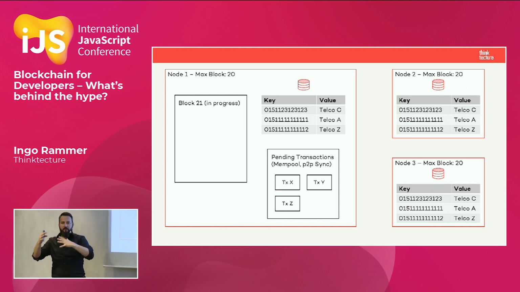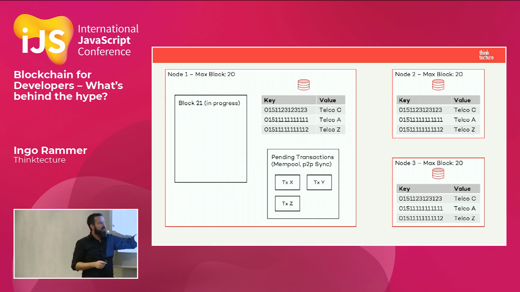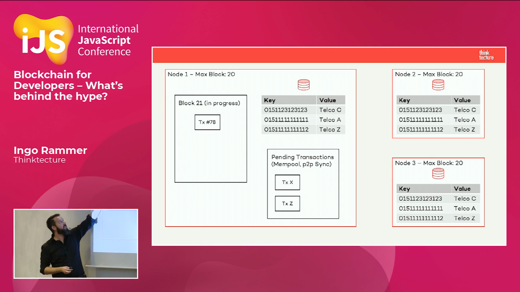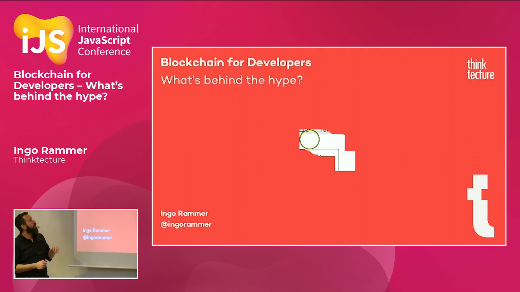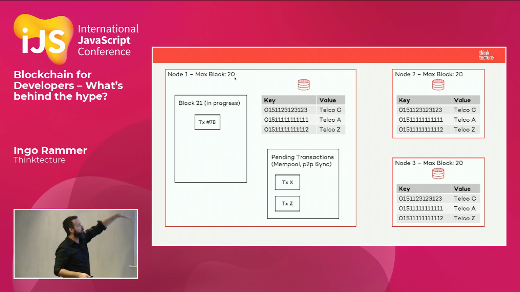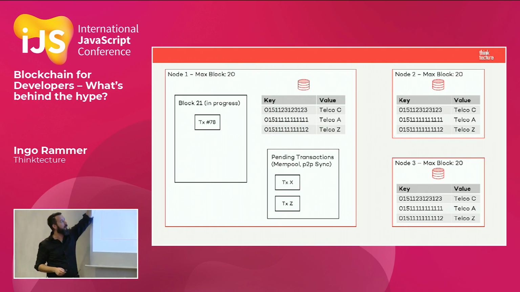Based on the pricing or the complexity of the smart contract execution, the node can decide and say, well, you're not paying enough, I'm going to use some other transaction. And then it takes one transaction and puts it into a temporary representation of the next block. So we are talking about block 21 now. Before, we had block 20 as the maximum block number for every node. So block 21 is the one we are building right now.